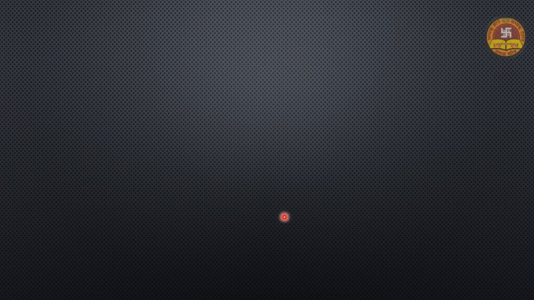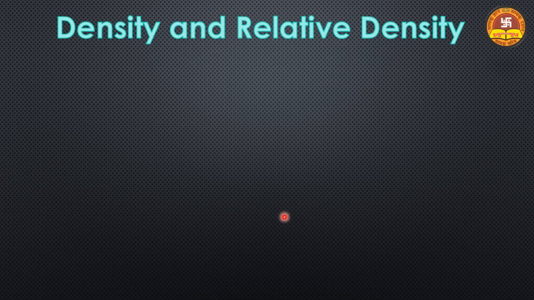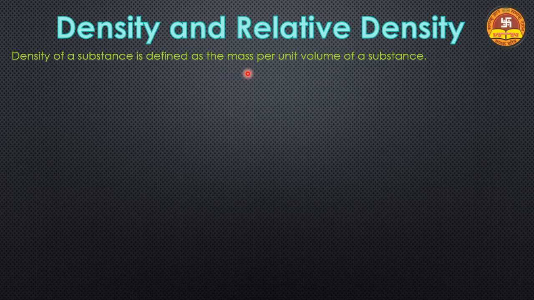Now we will discuss the terms density and relative density. Although you are well aware of these two terms because in lower classes you have learned about them, but just a quick recapitulation about these two terms. Density of a substance is defined as mass per unit volume of a substance.